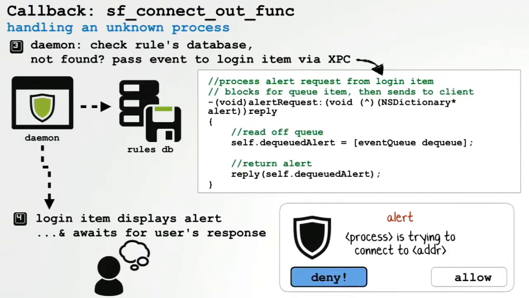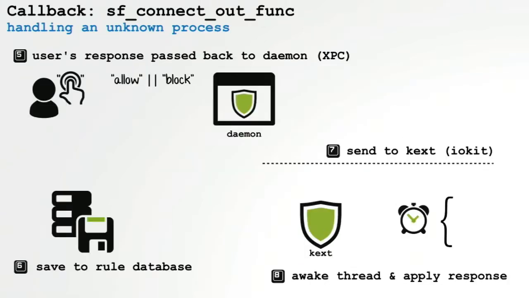So the daemon now gets this request from the kernel, and what it does is it maps a PID to a path, and then first checks if this path exists in the rules database. If it's not found, meaning it's a brand new application or a piece of malware that's never been on the system before, it sends another message to another firewall component that's running in the user's UI session, which will now actually display the firewall alert to the user.